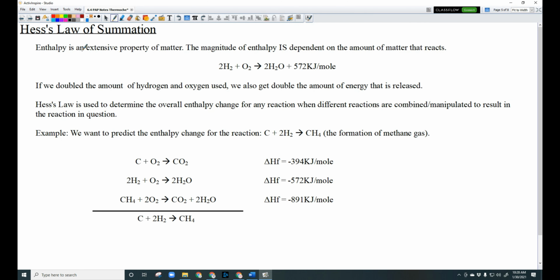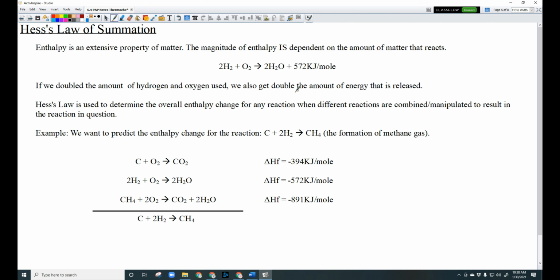Oh, enthalpy is an extensive property, so I want to make sure I bring that up. Extensive property: the magnitude, the value of the enthalpy, is dependent on the amount of matter that reacts. If we double the amount of hydrogen and oxygen that are used, then it's going to double the amount of energy that's released in this reaction.